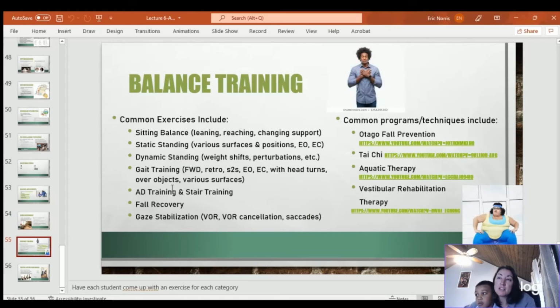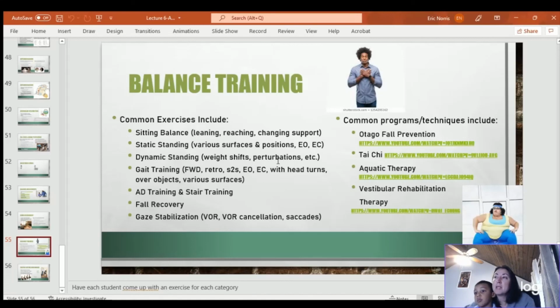Some of the balance training we'll go over in lab for sure, but some of our common exercises are sitting balance, standing balance, static, dynamic, gait training, assistive device training, and stair mobility training, fall recovery, which is something we can do to teach the patient if you do fall, here's what you do. Gaze stabilization, that's more to challenge the vestibular system and eye movements to get them stronger and be less likely to have blurred vision when you move your head.